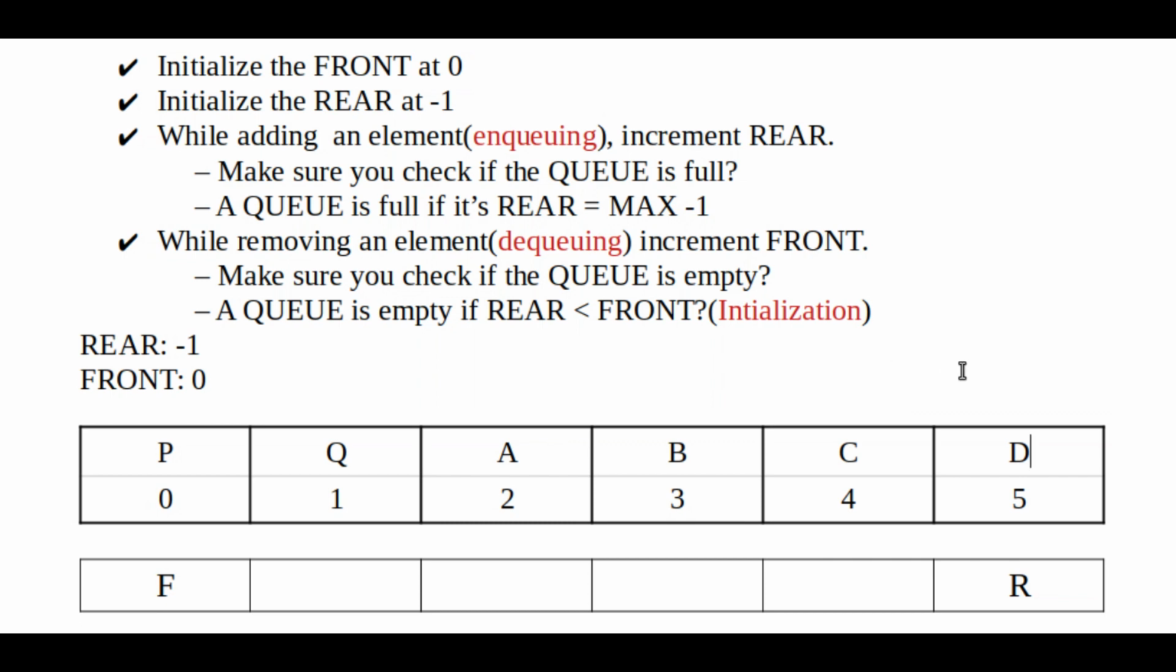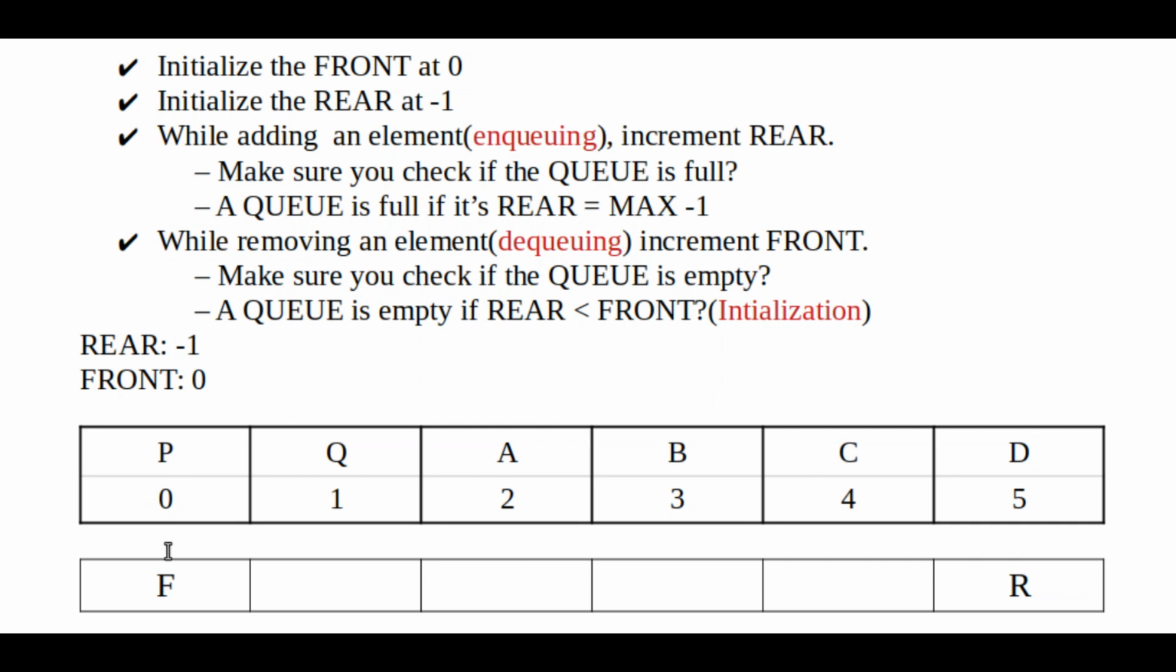So I cannot insert any further element. Before inserting any element, I need to make sure whether my rear is at max -1 or not. If my rear is at max -1, then I cannot insert any element because the queue is full, and if my rear is not at max -1, then I can insert elements.